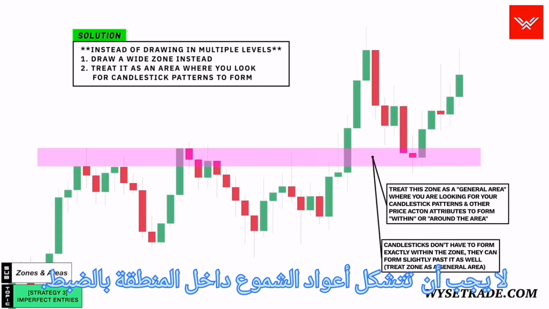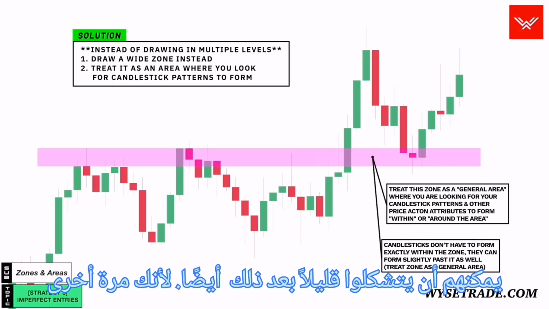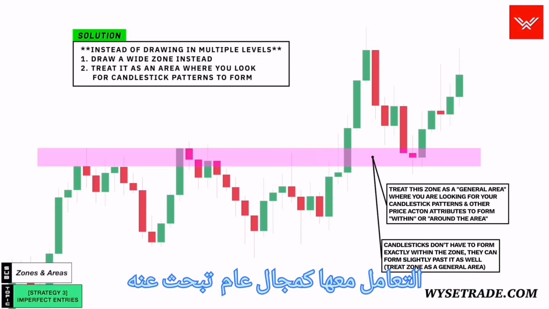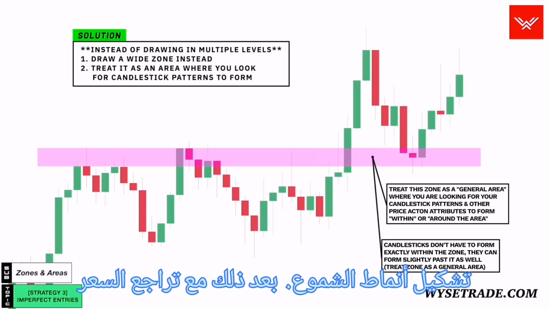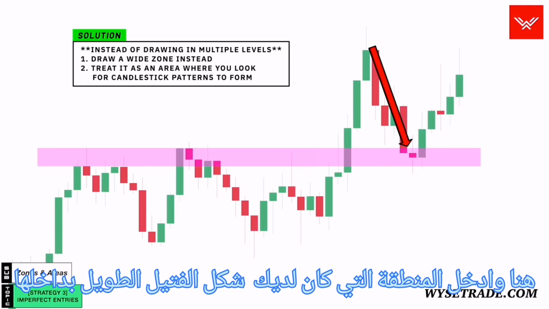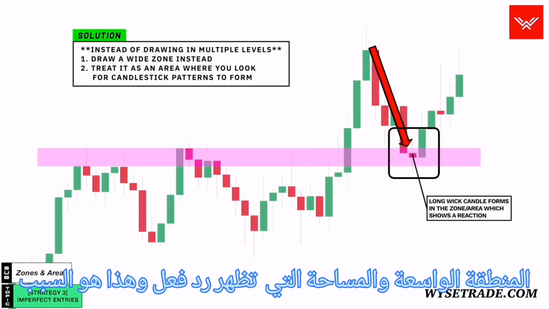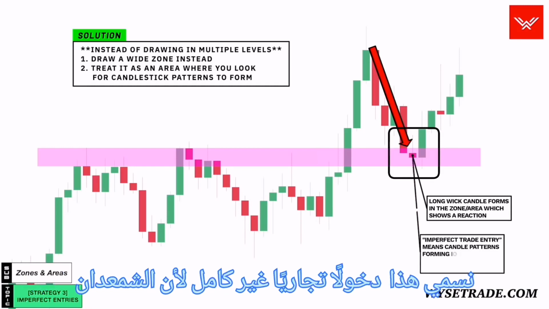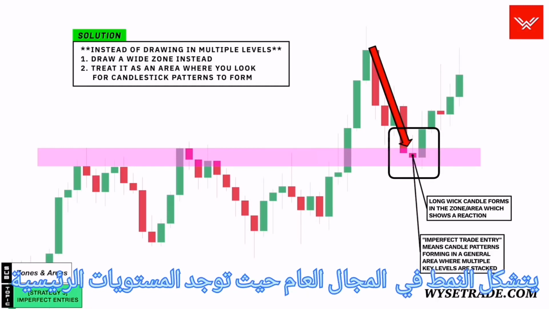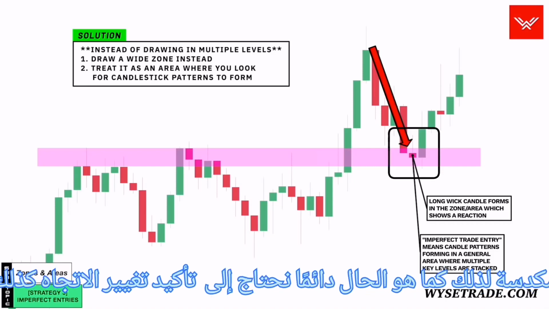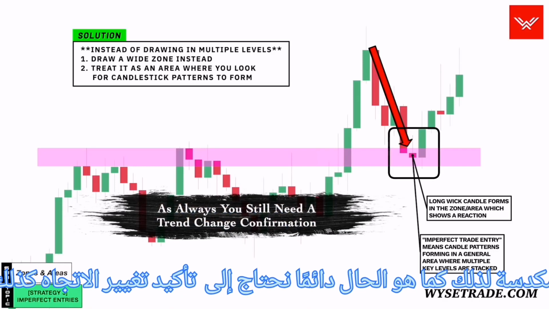Candlesticks don't have to form exactly within the zone. They can form slightly past it as well, because again, you are treating it as a general area where you are looking for candlestick patterns to form. So then, as price pulled back here and entered the zone, you had the long wick candle form inside of the wide zone and area, which shows a reaction. And that's why we call this an imperfect trade entry, because the candlestick pattern forms in the general area where key levels are stacked. So as always, we need a trend change confirmation.